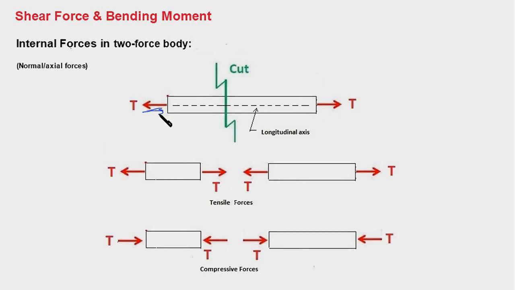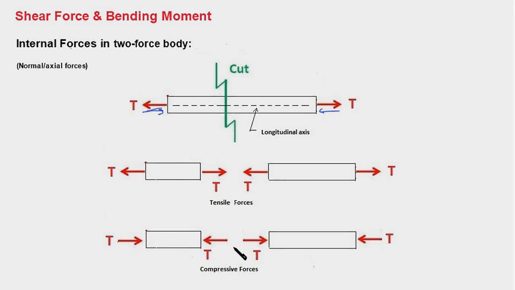like this, but aligned with the axis of the body, then the internal forces developed at the section are directed towards the body, like this or like this. And in this situation, they are squeezing the body on which they are acting, and therefore they are called compressive forces. So in short, when you have a two-force body, the internal forces are just the normal or axial forces.